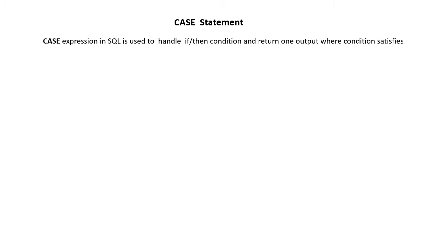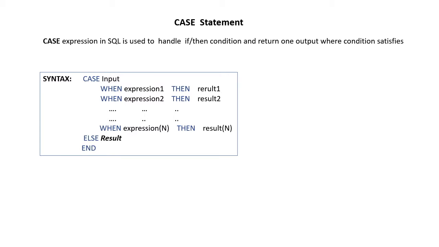The CASE statement evaluates multiple expressions and returns one output where the condition is satisfied. The CASE expression syntax is given below. The simple CASE expression compares the input to different expressions in the WHEN clause, and where the expression matches, the output is returned. If the input expression doesn't match any expression given in the WHEN clause, then the ELSE expression is evaluated, and if ELSE is not provided, then the CASE expression results in NULL.